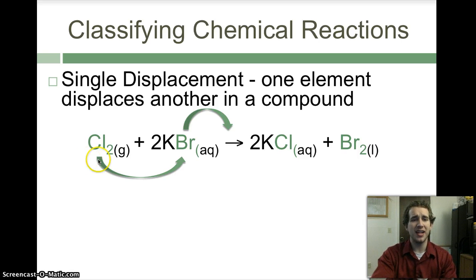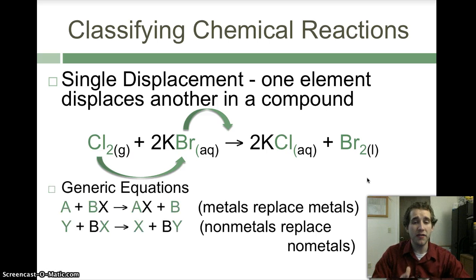You'll notice we've got the Cl2 here and the Br2. Remember, those elements are diatomics, Hofbrinkel, they always partner up. In generic form, we've got A plus BX making AX and B. In this case, the metal replaces the metal. Nonmetals replace nonmetals. You never see nonmetals and metals swapping. Don't do it. They just don't, because they have like charges. They repel away from each other.